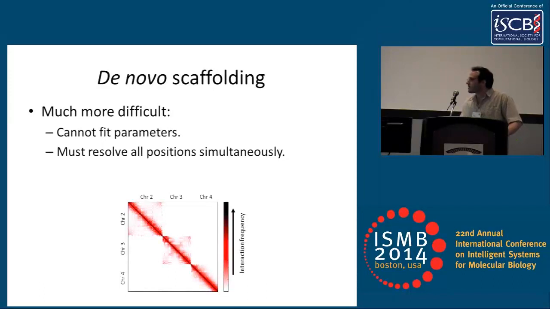Okay, so the next problem is de novo scaffolding, and this is more difficult for two reasons. First of all, we can't fit parameters here. Previously we had part of the genome and we could look, for example, at how the decay function looked and fit it. Here we can't do that, so we basically need to assume some decay function. Second of all, this is also more demanding computationally. Previously, if you think of the number of possible orderings of the contigs, evaluating just one was linear, and here it's going to be exponential. So most of the formulations here are going to be NP-hard.